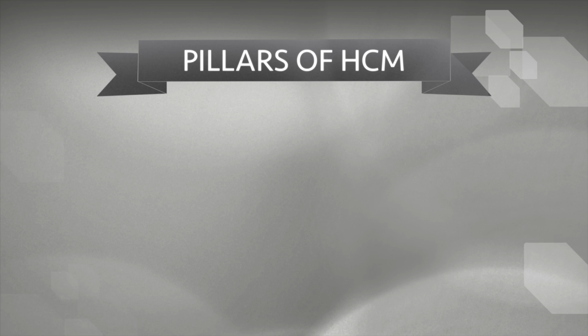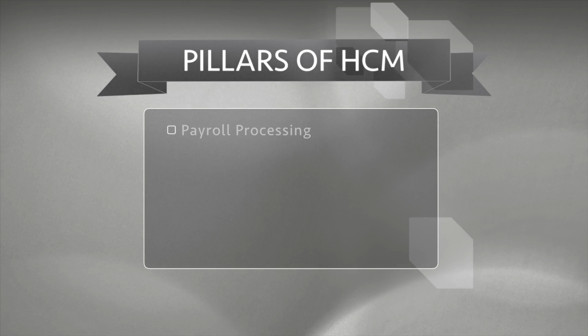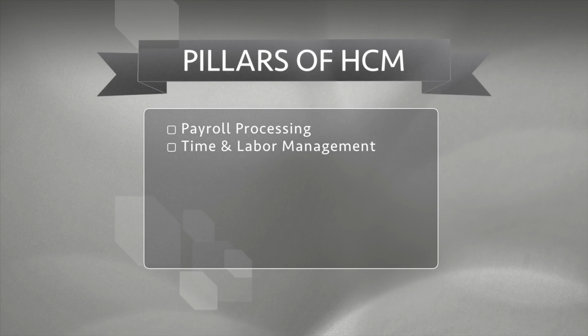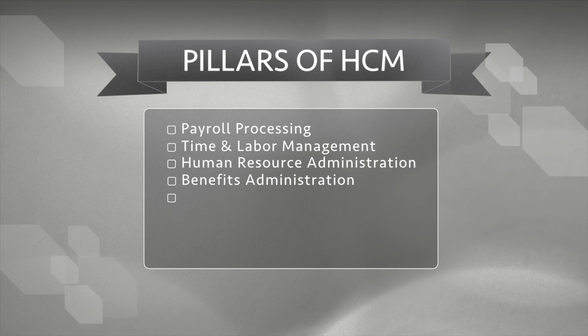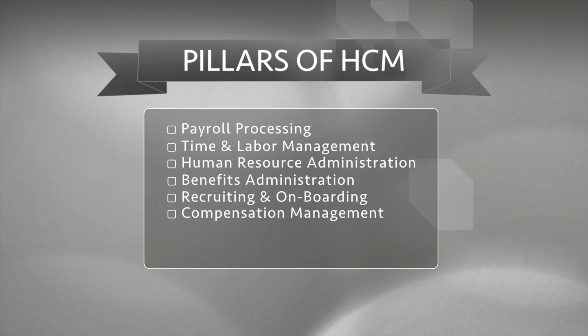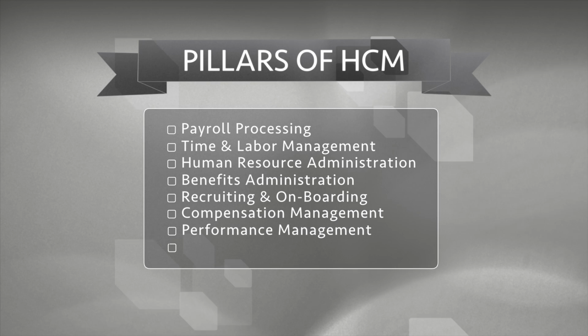At the outset, determining a structure to figure out the total cost of all of this can seem complicated. To help you simplify the process, we break down the human capital management area into functional pillars that help us apply a simple-to-use methodology to capture costs. The pillars of HCM leveraged by SBSI to determine cost of ownership are payroll processing, time and labor management, human resource administration, benefits administration, recruiting and onboarding, compensation management, performance management, and learning management.